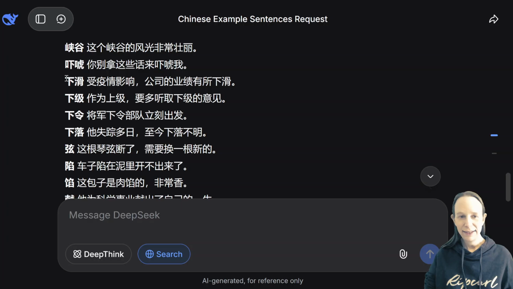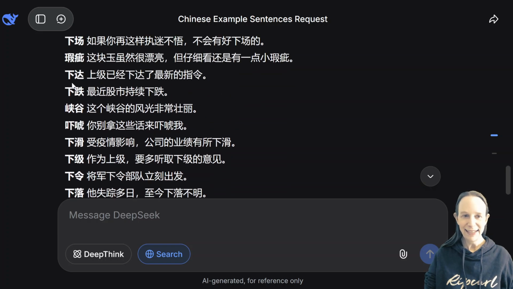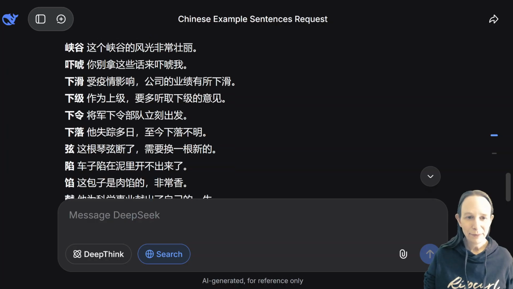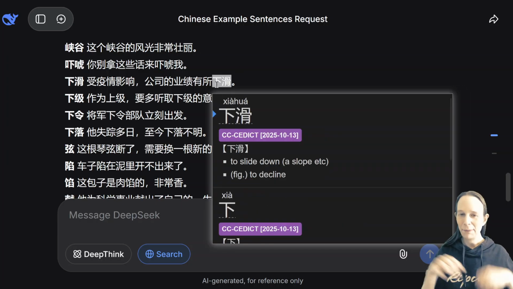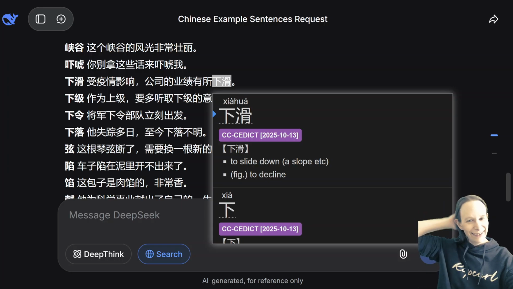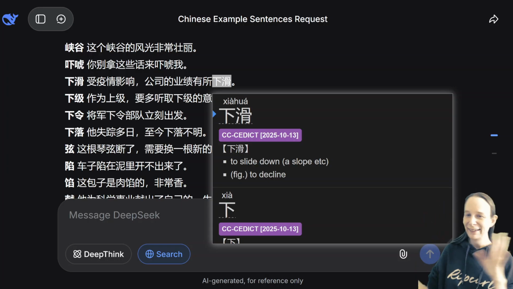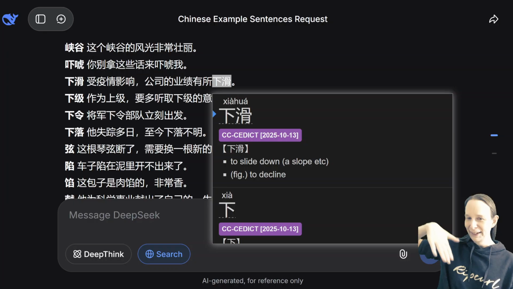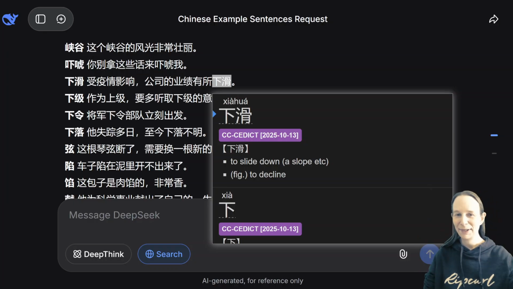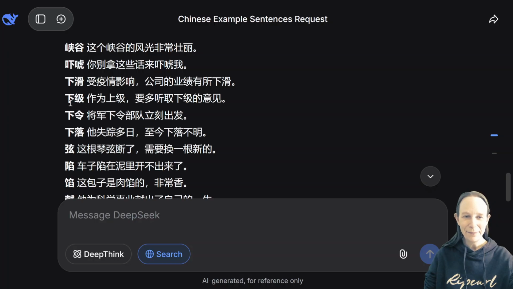All right. 下滑. So 滑 is slide. 下 is down. I'm not sure what to say. It's probably like 下跌, right? 受疫情影响，公司的业绩有所下滑。Yeah, it kind of took a tumble. I don't know what the difference is. Maybe 下跌 is more like boom, smack. And 下滑 is like just, you know, downward slope. I don't know. That's what it is.